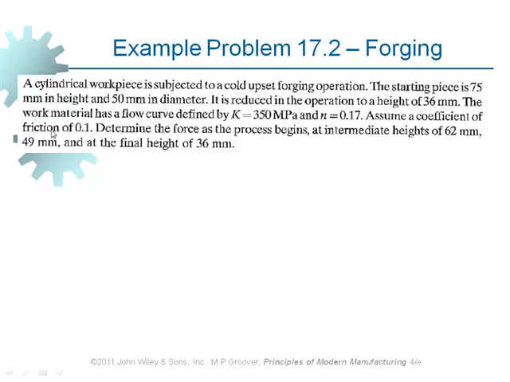Assume that the coefficient of friction, which is mu, is given to be 0.1. Determine the force as the process begins, at intermediate heights of 62 and 49, and at the end of the process. So we are to compute the magnitude of the required force in the beginning, at 2 points in the middle of the operation, and eventually at the end of the operation. Do we need different forces at different stages of the operation? Yes, we do. Okay? Now let's see how we can do this problem.